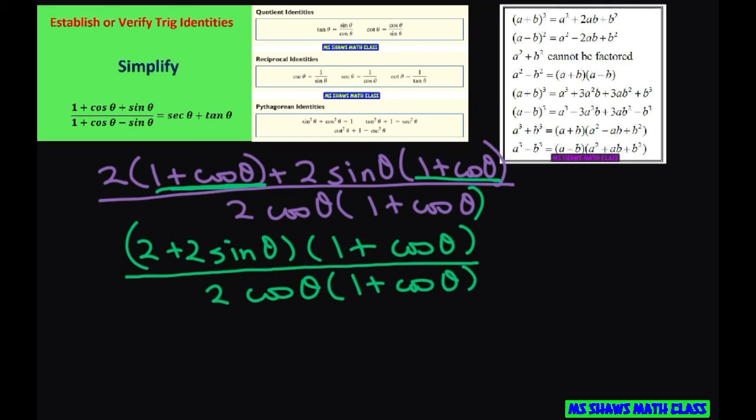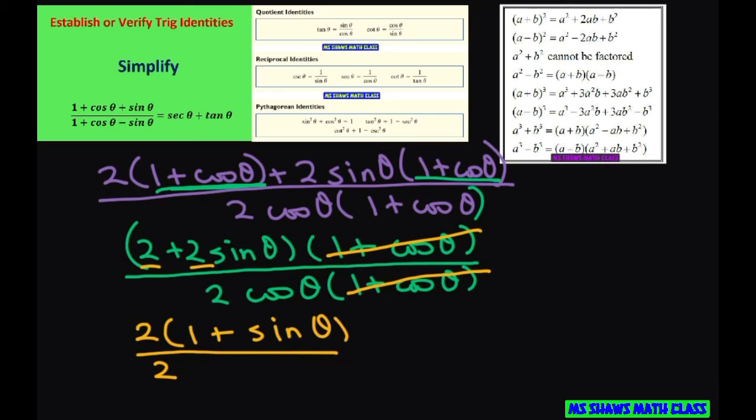Now since it's all multiplying, we can get rid of this because that divides out to 1. Now I'm going to factor out a 2 here, and that's going to be 1 plus sine of theta, divided by 2 times cosine of theta. So now our 2's cancel out. Next step is I'm going to put this cosine of theta under each of these pieces. So we have 1 divided by cosine of theta plus sine divided by cosine of theta.